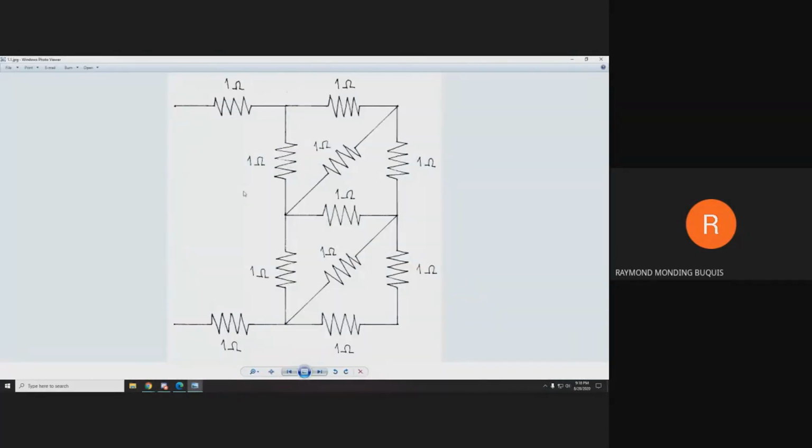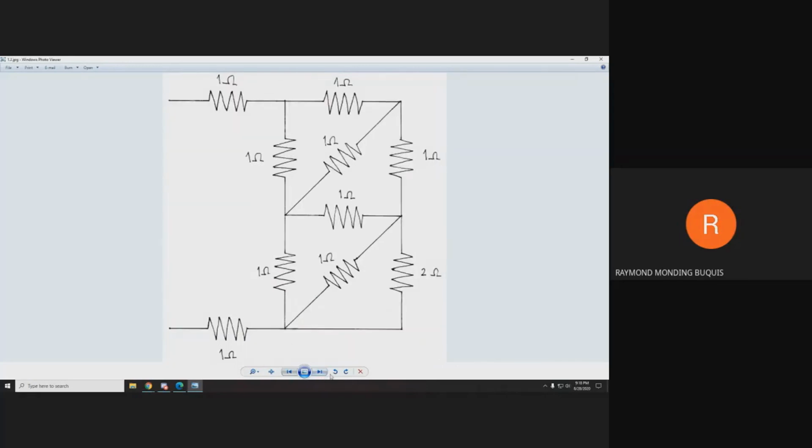Here in number 1, we see a connection of resistors. These two resistors are connected in series, so we will add them. 1 plus 1 is 2. After that, the image of the connection will look like this.